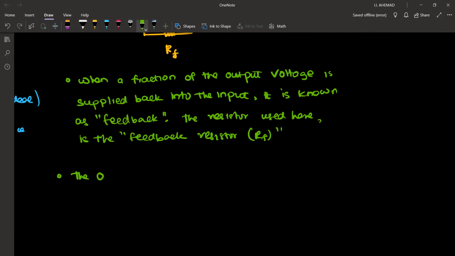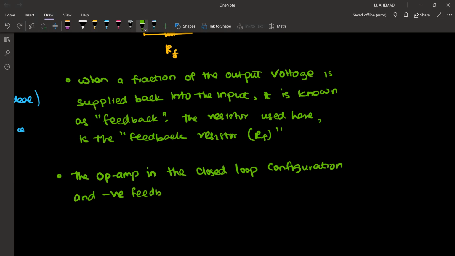The operational amplifier in the closed loop configuration and negative feedback can be used as an amplifier.